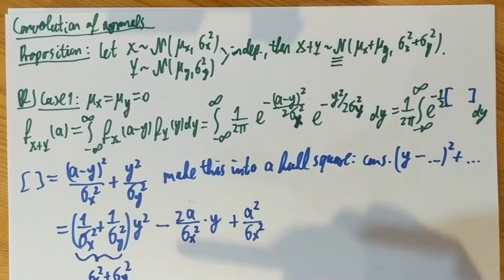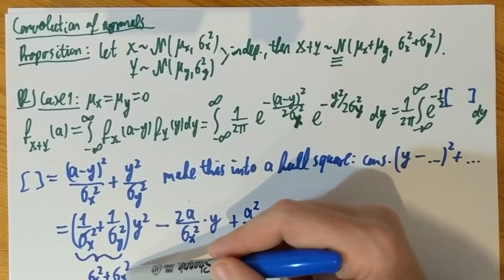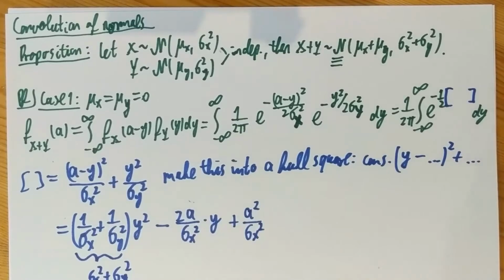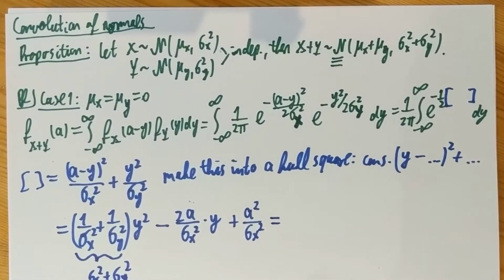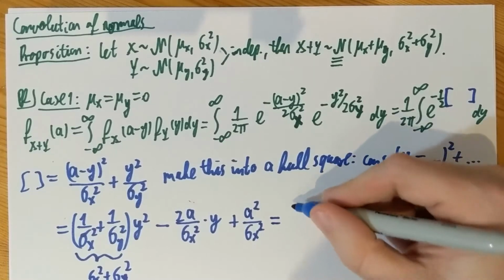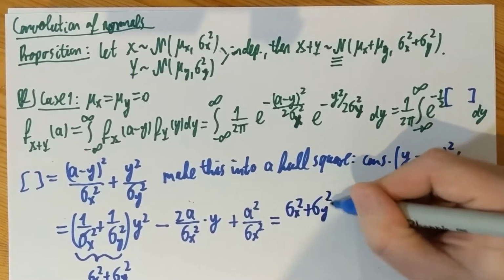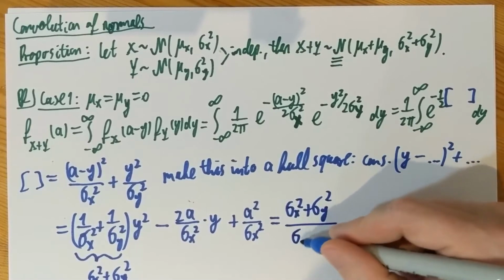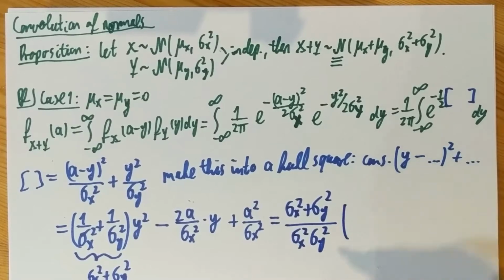The first term is giving me 1 over sigma y square. The second term is giving me 1 over sigma x square. So I can make this a bit nicer this way. And that's actually a term I want to factor out. So I want to write here (sigma x square plus sigma y square) over (sigma x square sigma y square) times, and I want to factor this term out from the first two.